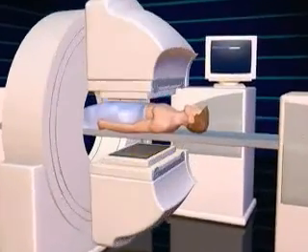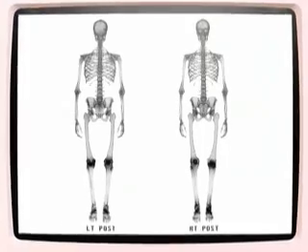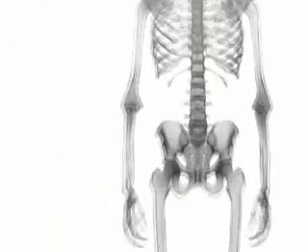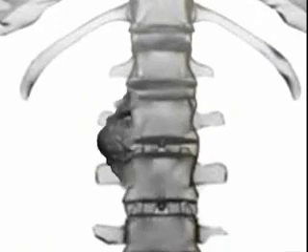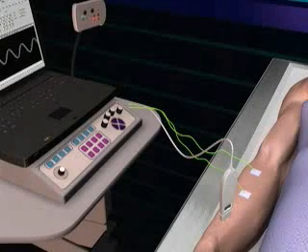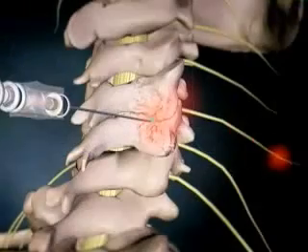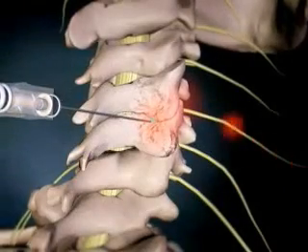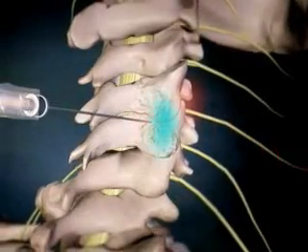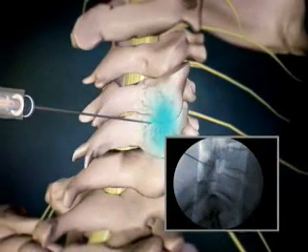A bone scan is a procedure used to generate images of skeletal anatomy by a computer scan of an injected radioactive material. An EMG is a test used to examine the response of a muscle to nerve stimulation. A facet joint block is a procedure in which an anesthetic and steroid are injected directly into the facet joint.